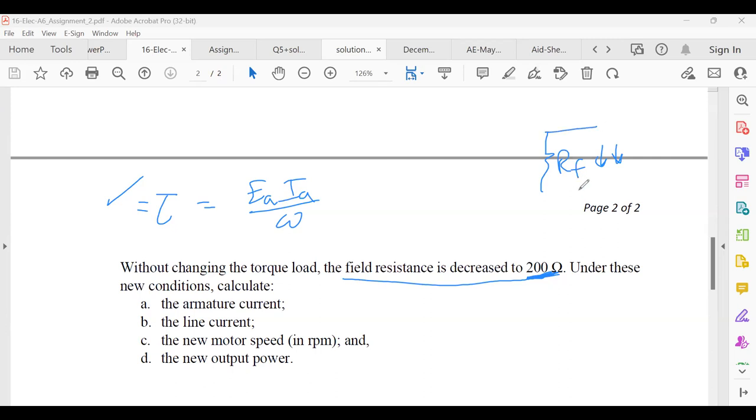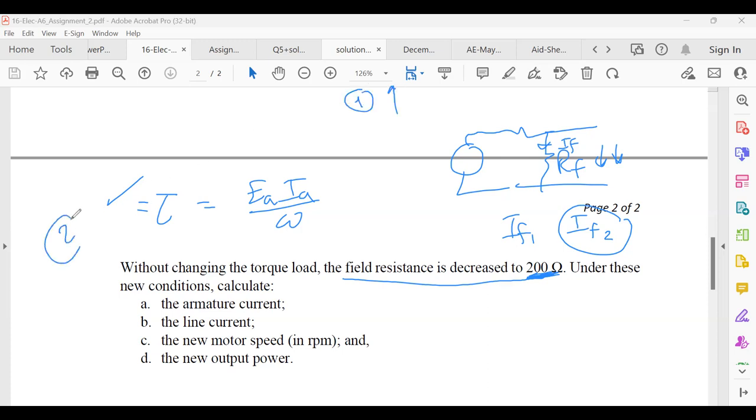So you can calculate the new field current here, IF. Because you changed the field, you can get the new field current. You know the field current from before, the first case. I will call the first one the first case, and this one the second. Tau is equal in both, so it doesn't matter.